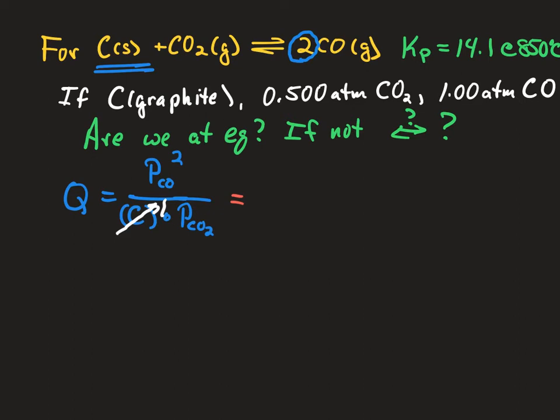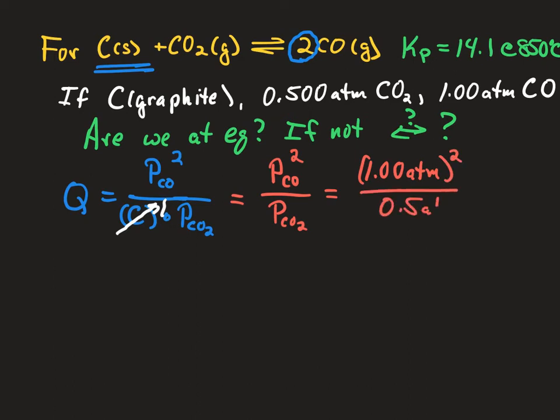Right? That's what happens when you write faster than you think. You have to be careful. And so now that we've got this right, our activity of carbon is still 1. So now we can reduce our Q to the pressure of carbon monoxide squared divided by the pressure of carbon dioxide. And the pressure of carbon monoxide is 1 atmosphere. Okay, that was mean, making us do all that and then square 1 divided by half an atmosphere. And that makes our Q equal to 2, right?